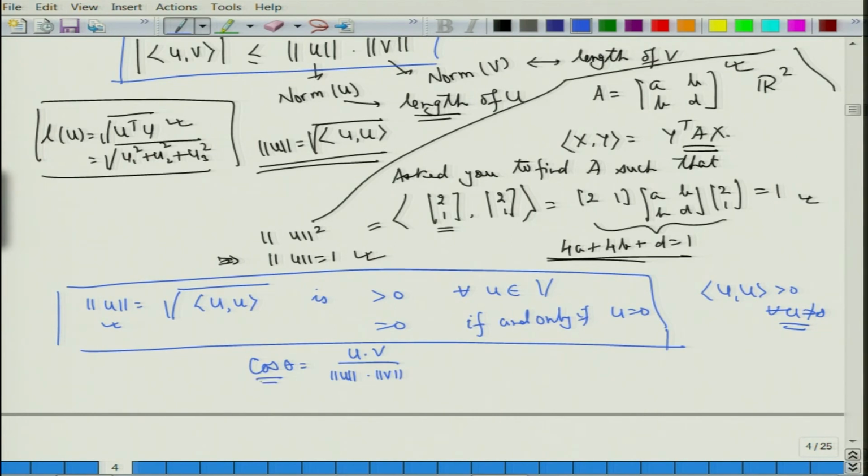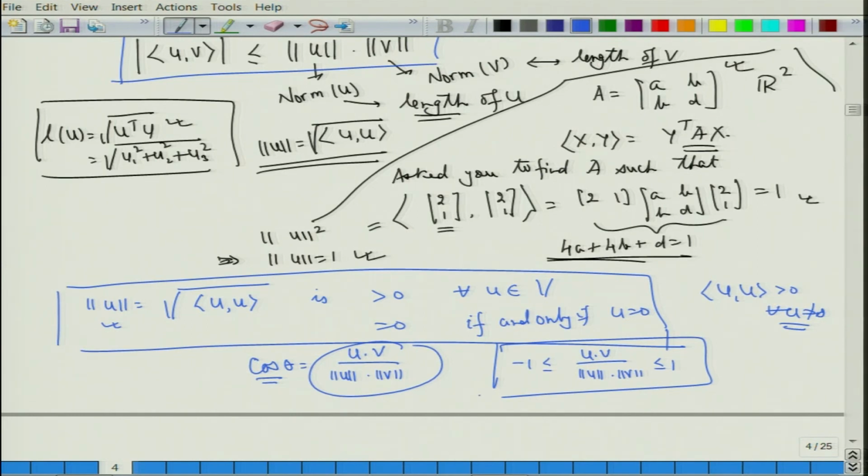So, when I am defining something to be cos theta, I will have to say that this number has to lie between -1 and 1, because cos theta is a number lying between -1 and 1. So, I will have to prove that such a thing happens, which is the same thing as the Cauchy-Schwarz inequality. It is not true only for the dot product, it is true for any inner product. Let us try to prove that now, all right. So, let us prove it now.